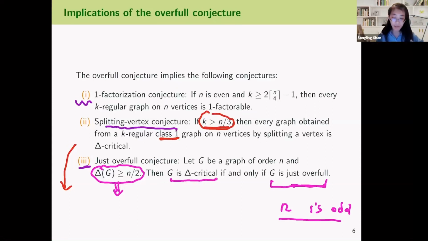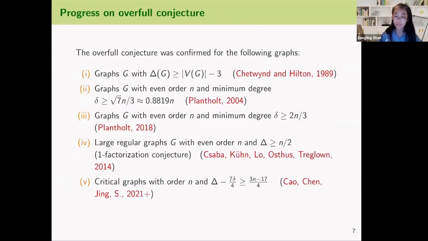So those are the 3 conjectures which are implied by the overfull conjecture. For the overfull conjecture, we have some partial results on progress. It was first proved that it is true if the maximum degree is really large, of order n to the power of 1 minus something, sub-trend 3. And then Plantholt proved that if the graph has even order n and the minimum degree is big, about square root 7 times n divided by 3, then such graphs satisfy the overfull conjecture.